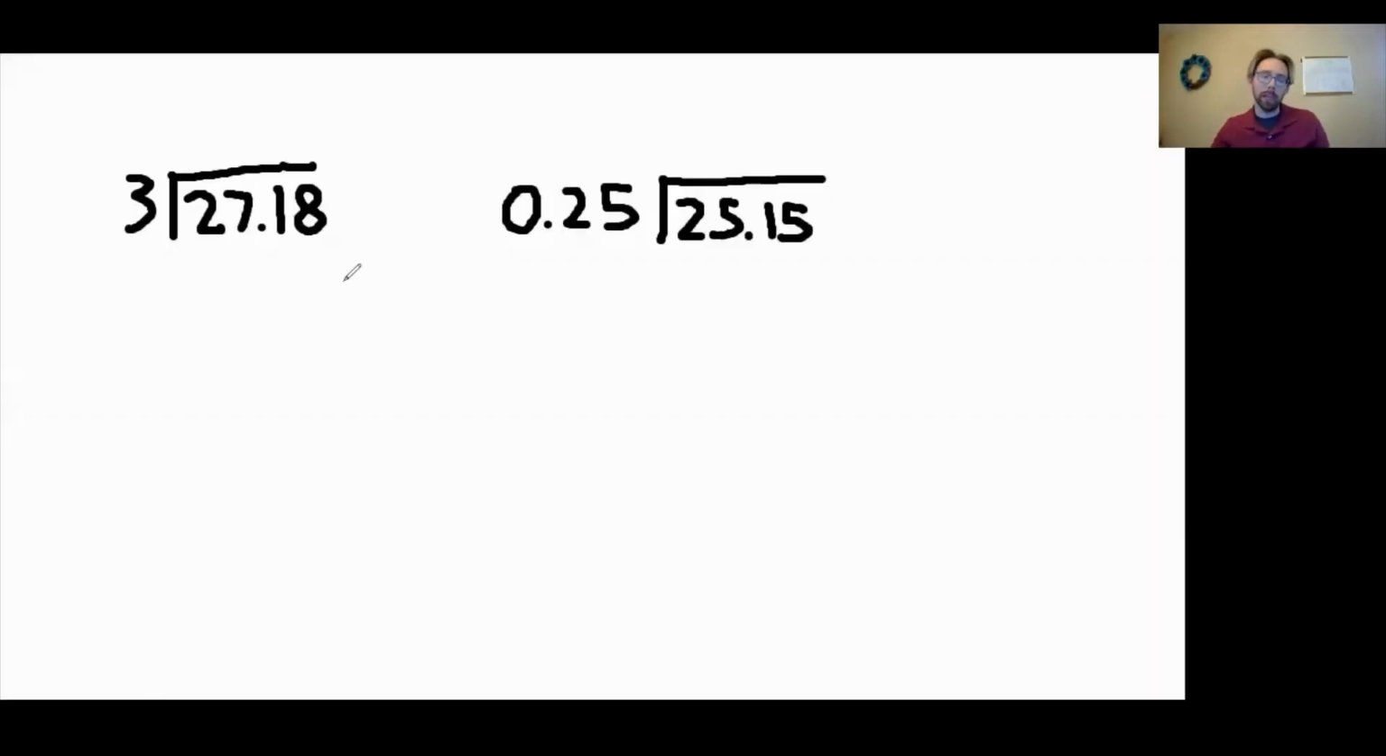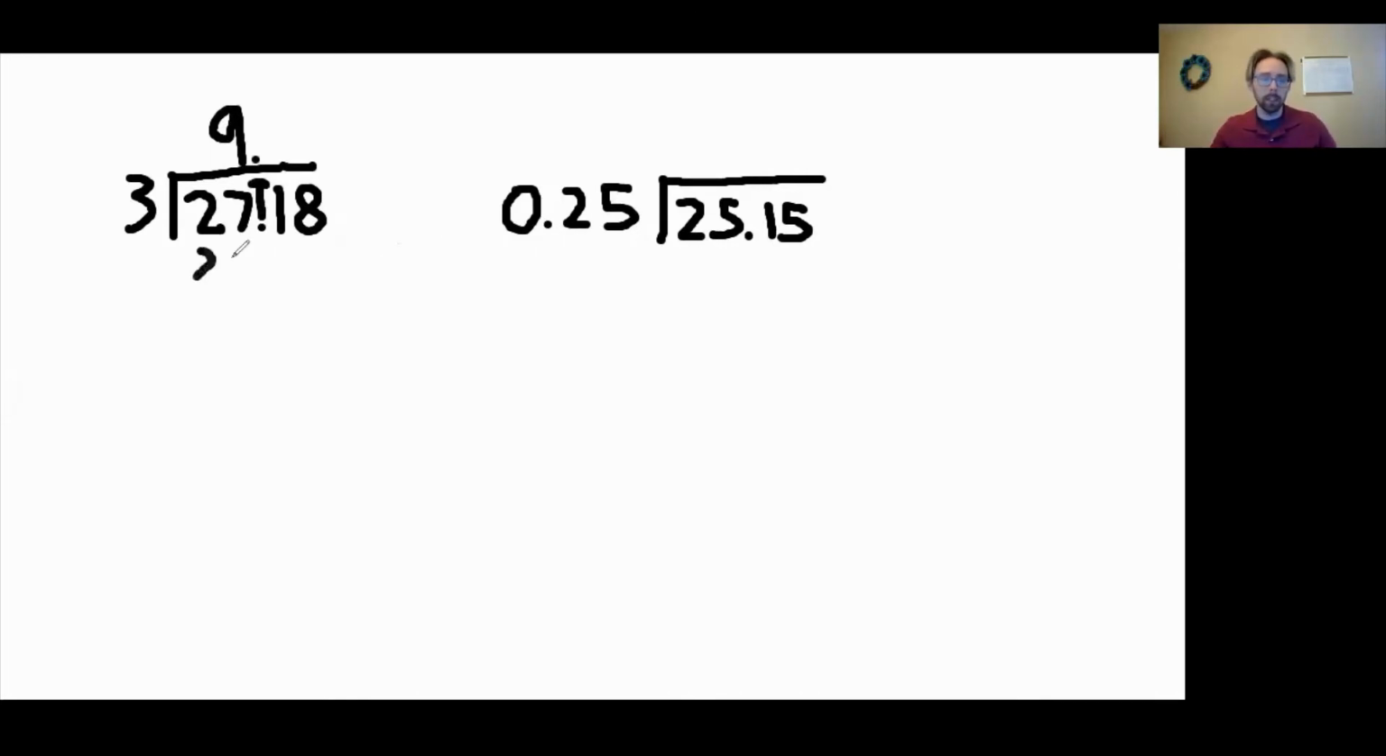All right, so if we take a look at our first problem, we've got 27.18 divided by 3, okay? Can't divide 2 by 3, but we can divide 27 by 3, so let's stick a 9 up there. And then what do we do next? Well, I've got this decimal point here, okay? The decimal point is just going to be transferred up, right there. And now I can continue to do my division, okay?